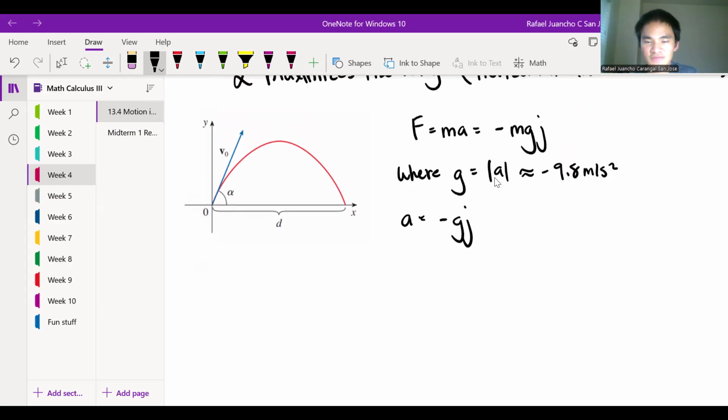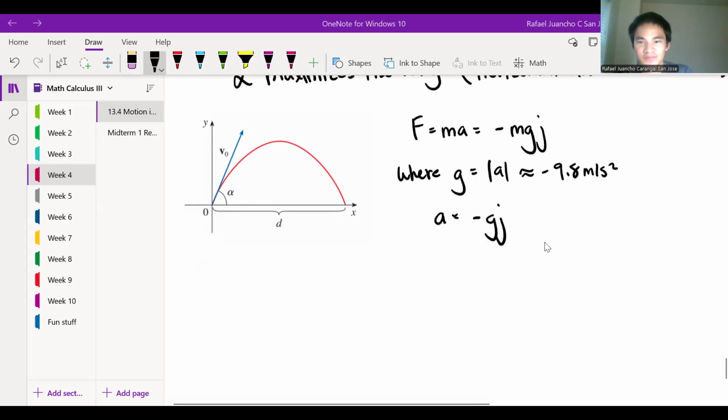So the distance of A, or the magnitude of A, is G. So if we get A instead, then we have negative G. This is a physics thing. So if any of you could explain it better, please do.